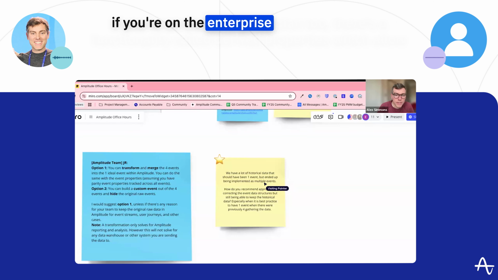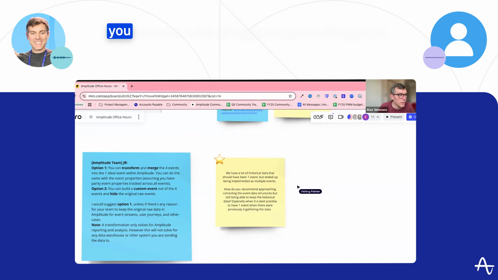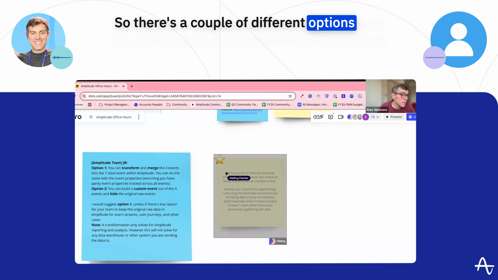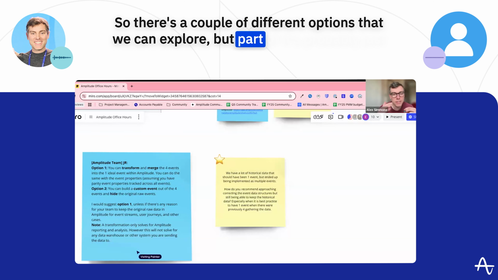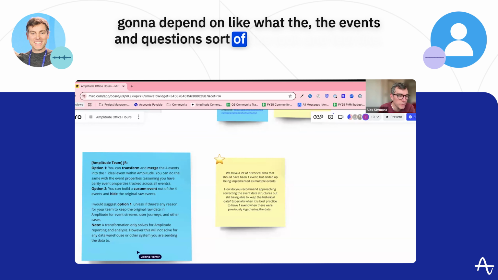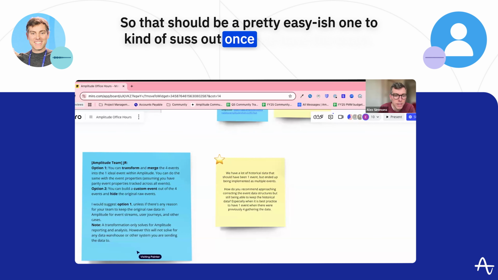If you're on the enterprise plan too, there's a functionality called derived properties, which allows you to write a bit of regex to parse things out. So there's a couple of different options that we can explore, but part of it's probably just going to depend on what the events in question look and feel like. So that should be a pretty easy-ish one to suss out once we have the exact events.